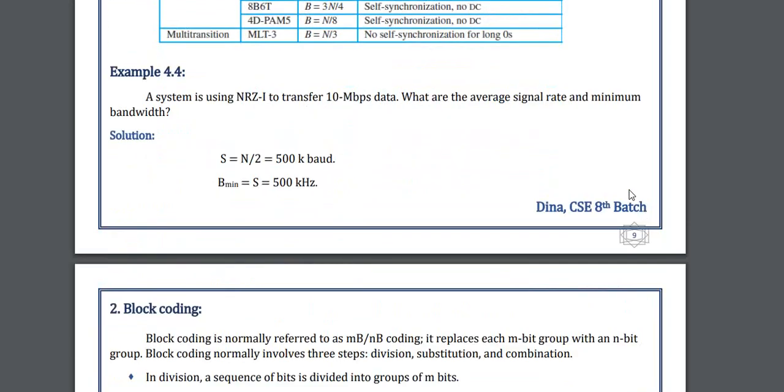Now moving to the examples, here we have a mathematical notation. Here we have S equals N by 2. Here the given input is 500k baud. So the B minimum, that means the minimum bandwidth, is equal to 500 kilohertz.